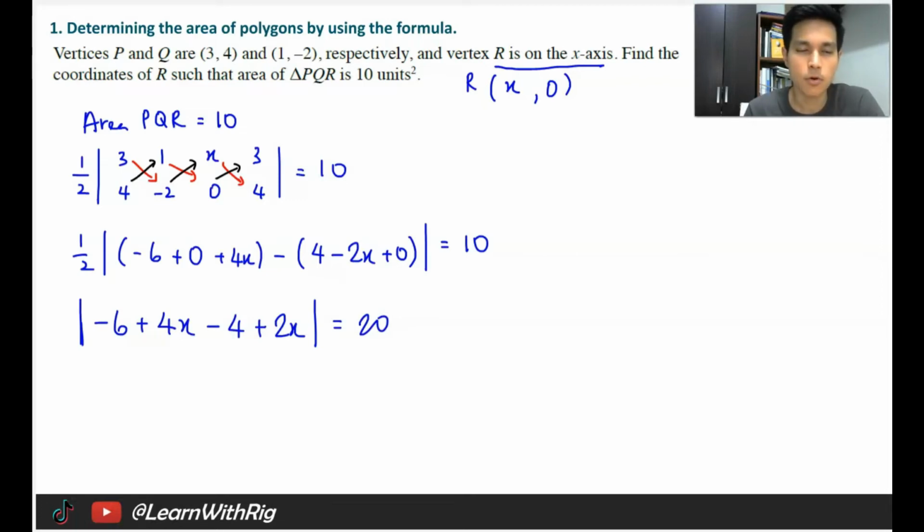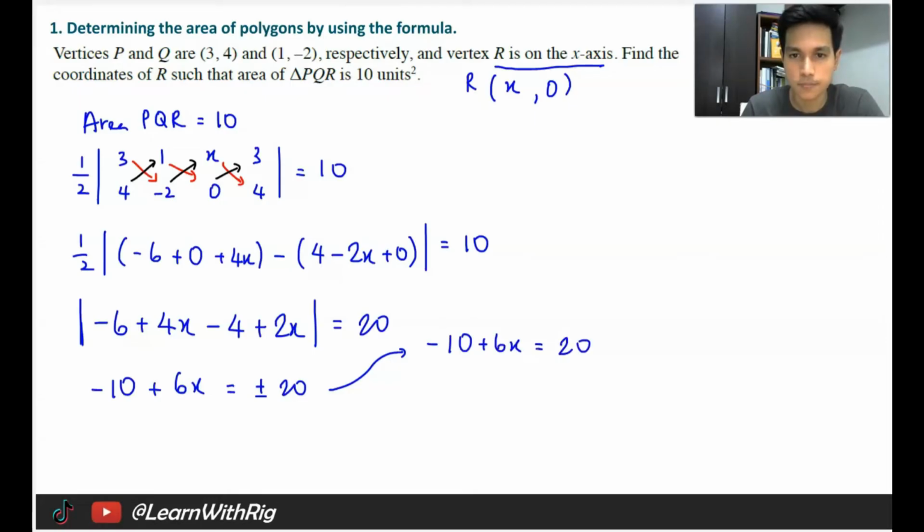So now here is the tricky part. When you shift modulus, you have probably already done this in the first chapter, functions. When we shift modulus, what happens is it becomes a plus minus. So on the left hand side you will have negative 10 plus 6x, and then when you shift the modulus it becomes plus minus 20. So what does this mean? This means that you will have two possible values of x. The first possible value is when the 20 is positive. So negative 10 plus 6x equals to 20. So 6x is equal to 30, x is equal to 5. So this is your first possibility.